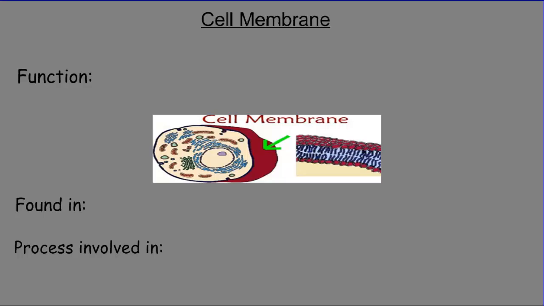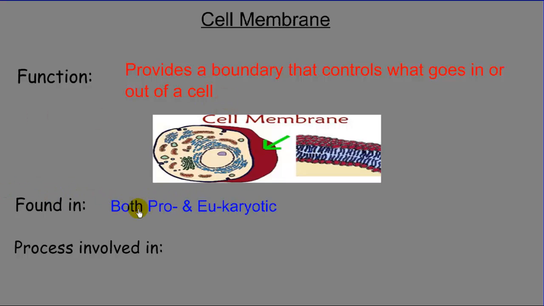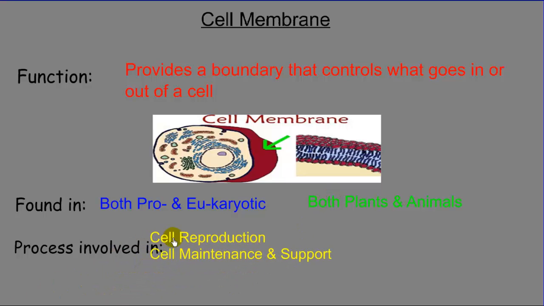The cell membrane is this barrier that surrounds the cell, this outer layer of the cell. If you get closer, you can see it's actually two layers deep. The cell membrane is the boundary that controls what goes in and out of the cell. That's what its function is. We find them in both prokaryotic and eukaryotic cells, which would be the definition of a cell, and both in plants and animals. The process it's involved in is going to be cell reproduction and cell maintenance and support.